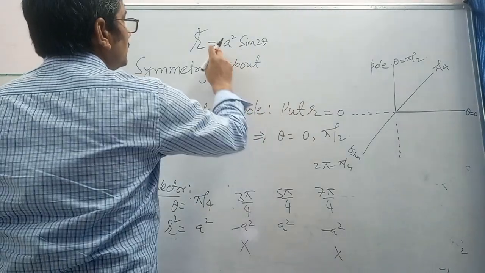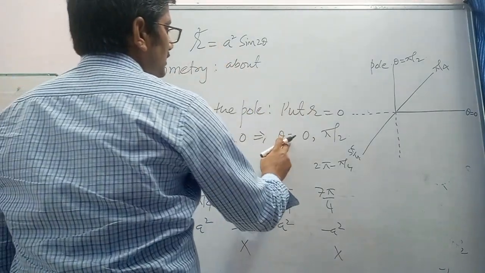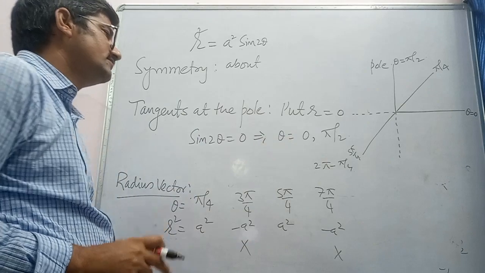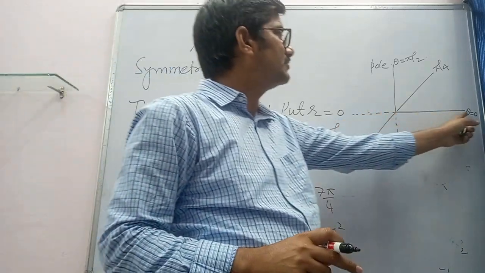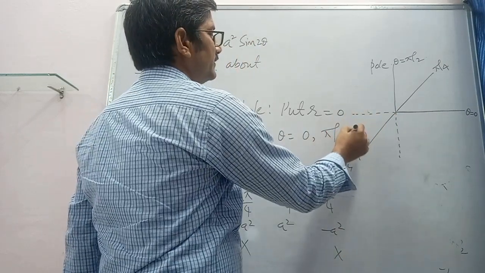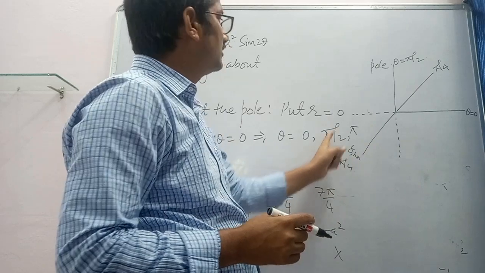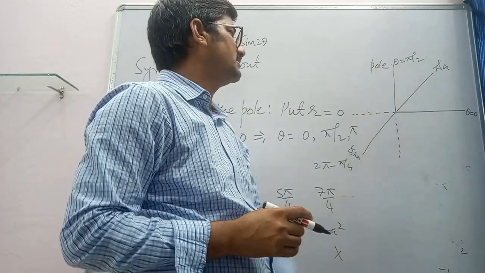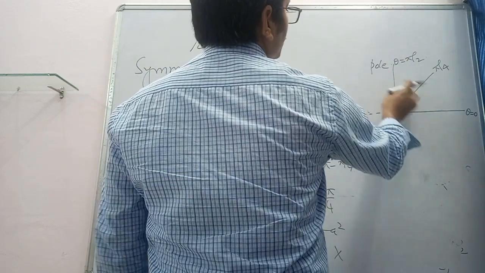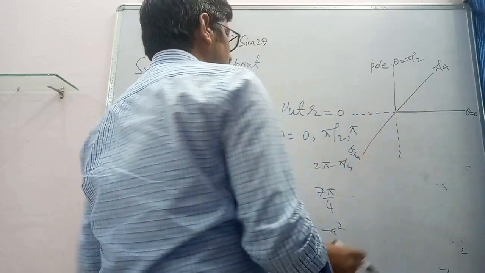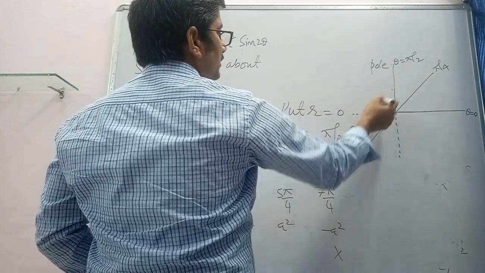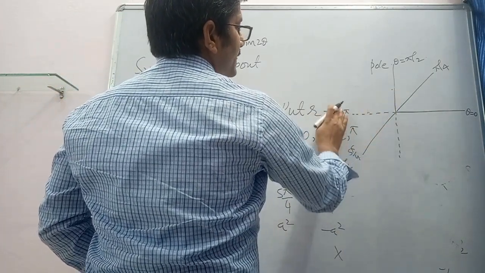Tangents at the pole, put r equal to 0, so sine 2 theta is 0, so theta equal to 0 and pi by 2. So there are two tangents which we have taken, because if we take theta equal to 0, opposite to this one we can find another tangent, pi. Okay, and if we take theta equal to pi by 2, opposite to this one another tangent is there, and after that the tangents will be repeated. So between these two values, theta can be taken as the mean of these two, means pi by 4, and again the mean of these two.